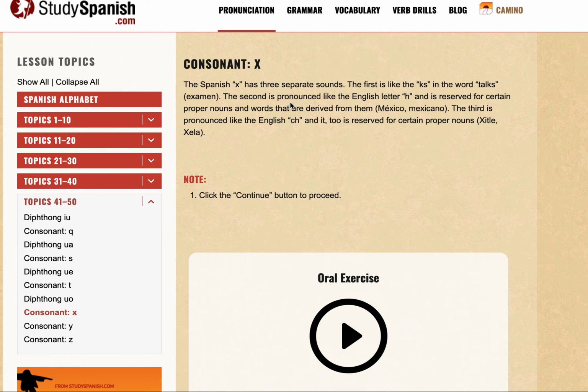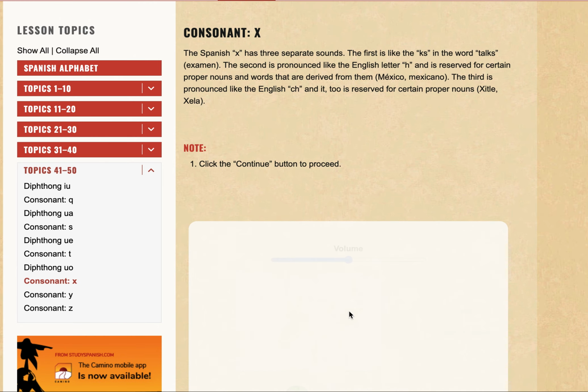The third is pronounced like the English CH, and it too is reserved for certain proper nouns like Xela. I'm not attempting to pronounce it now, but you can see those words. So basically, you have three sounds: KS, H, and CH. So let's look at some examples.